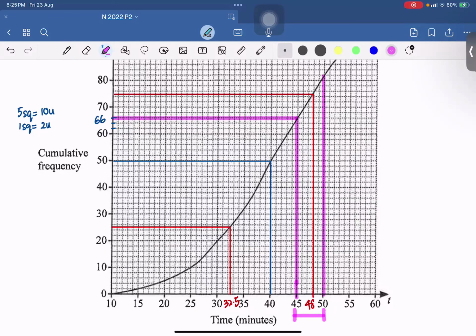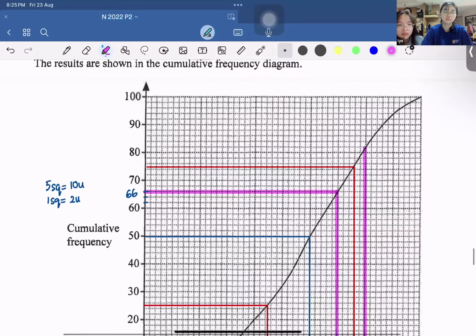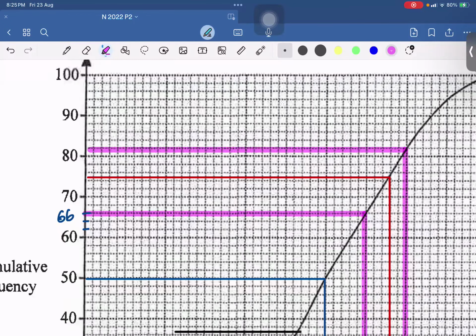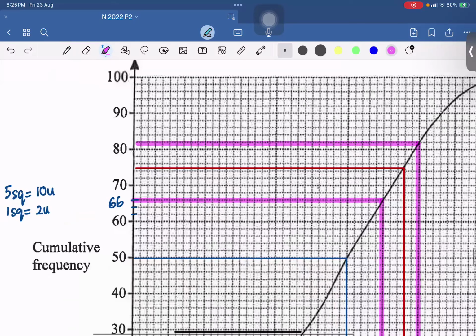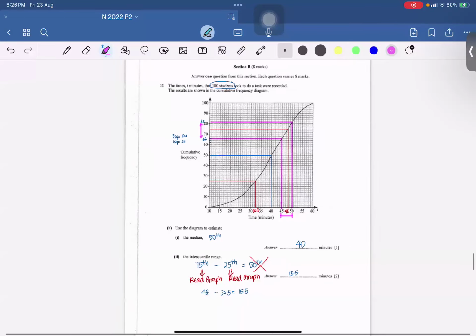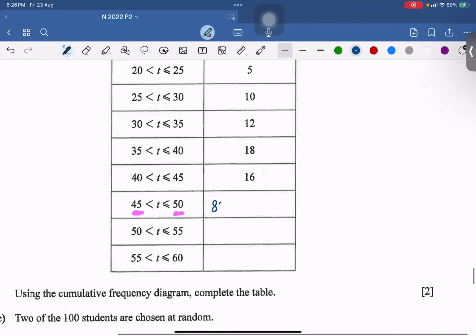In the exam, please bring a long ruler if you need to. 82? Okay, very good. Okay, 82. So I have this number is 82. Then what do I need to do? I want to find the interval between these two, right? So I must do 82 minus away 66. 82 minus 66. And that gives me the number 16.